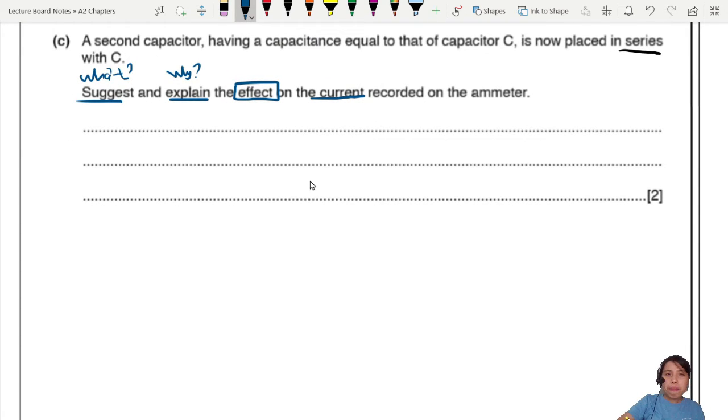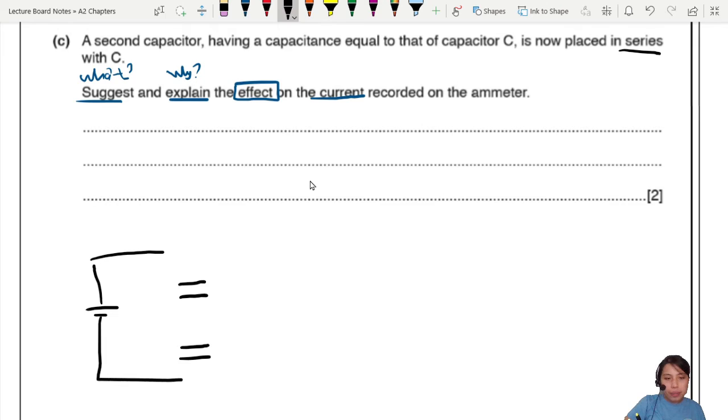How to draw? Imagine this. You have now the same circuit, but now you are connected to 2 capacitors, one here, one here. So these 2 caps are the same value, they have the same capacitance, but how does that affect the current, which is going to be on this side, measured by the ammeter?